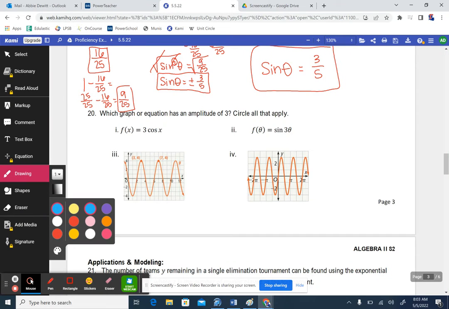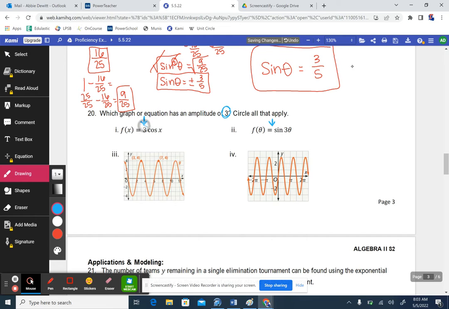If you were asked to identify the amplitude of an equation or a graph, this is the easiest way of doing it. This question specifically asks which graph or equation has an amplitude of 3. In the equation, the coefficient you see before sine or cosine, it doesn't matter which, that number in front is your amplitude.